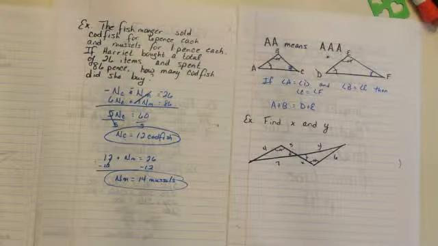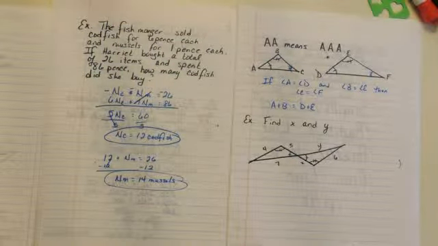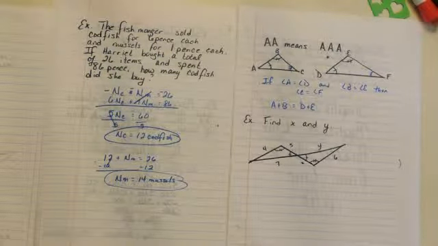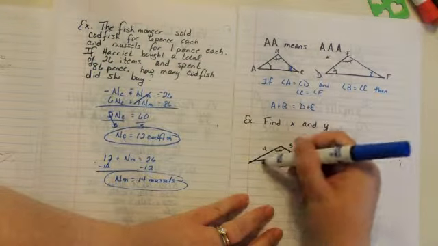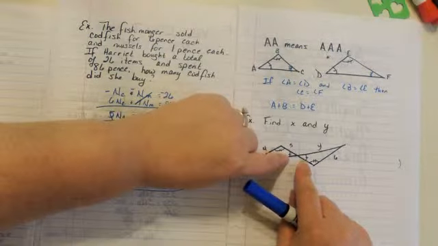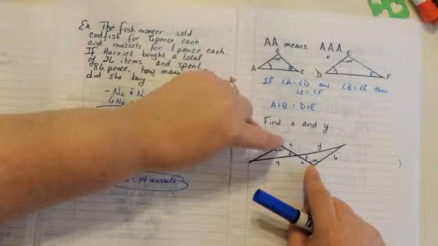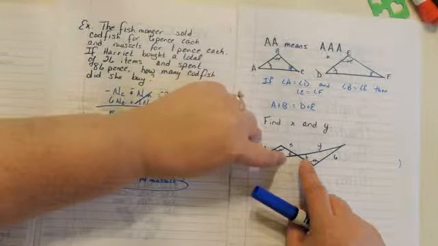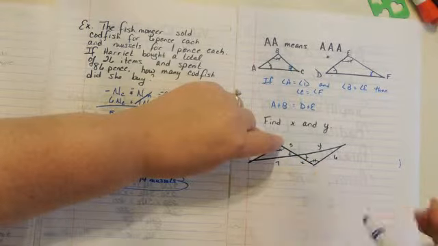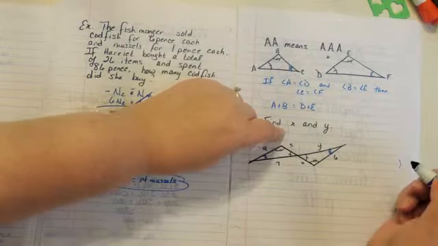Okay. Find X and Y. Okay, here we have two triangles. Here's this one and this one. We see that these two angles are equal because they're opposite angles, because these have been formed by two crossing lines. And these two angles are equal. If these two angles are equal and these two angles are equal, then these two angles also have to be equal. Okay?